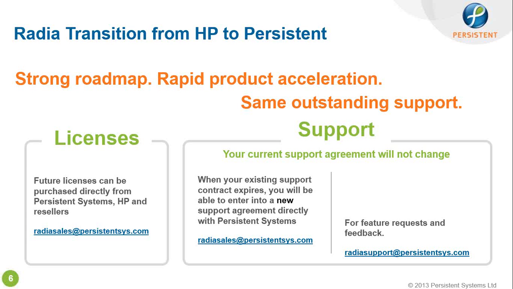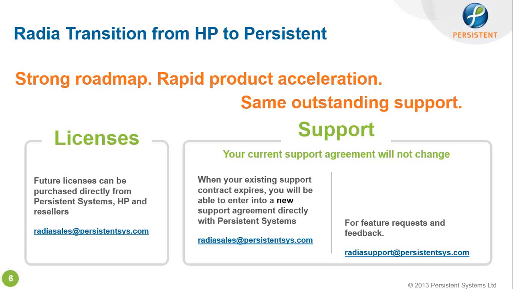HP has now granted Persistent a full license to the IP that was known as HP Client Automation. And with that grant of that license, Persistent Systems is now responsible for the ongoing development work, the ongoing roadmap, the ongoing support, ongoing services, and ongoing sales of client automation. But with that having been said, we still have a very strong partnership with HP.